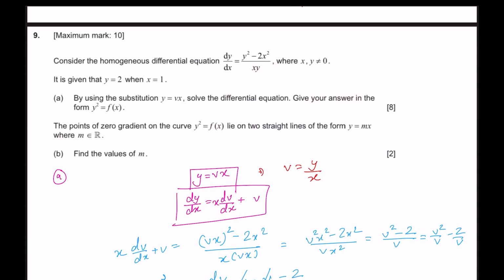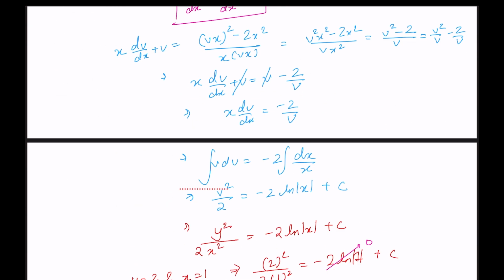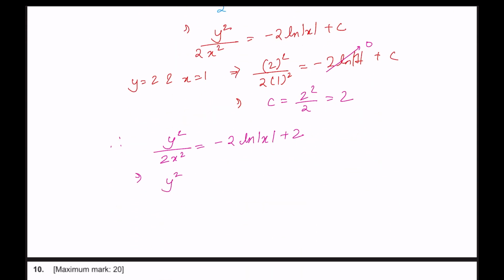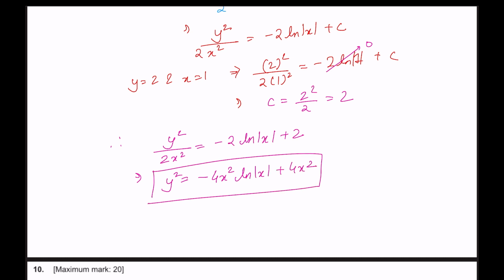Now we have to report the answer in the form y square equals f of x. So I can multiply the 2x square to the other side. So the right hand side is just a function of x, so our answer will be satisfied. So this will become minus 4x square ln mod x plus 4x square. This is the answer to part A.